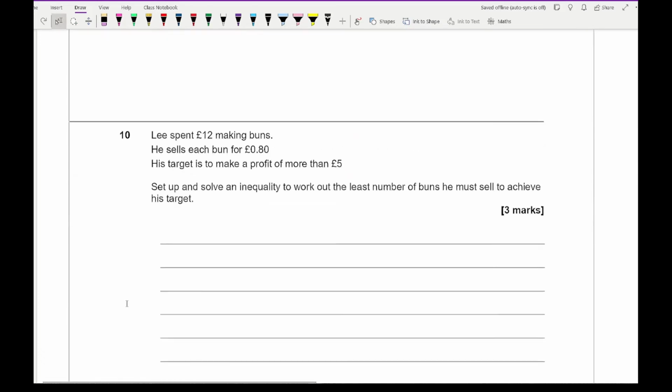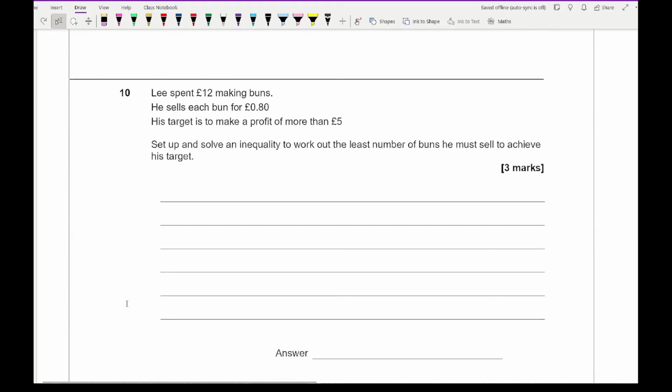Now moving on to our last question, it says that Lee spent £12 making buns. He sells each bun for 80p. His target is to make a profit of more than £5. Set up and solve an inequality to work out the least number of buns he must sell to achieve his target. So looking at this, let's have a look.